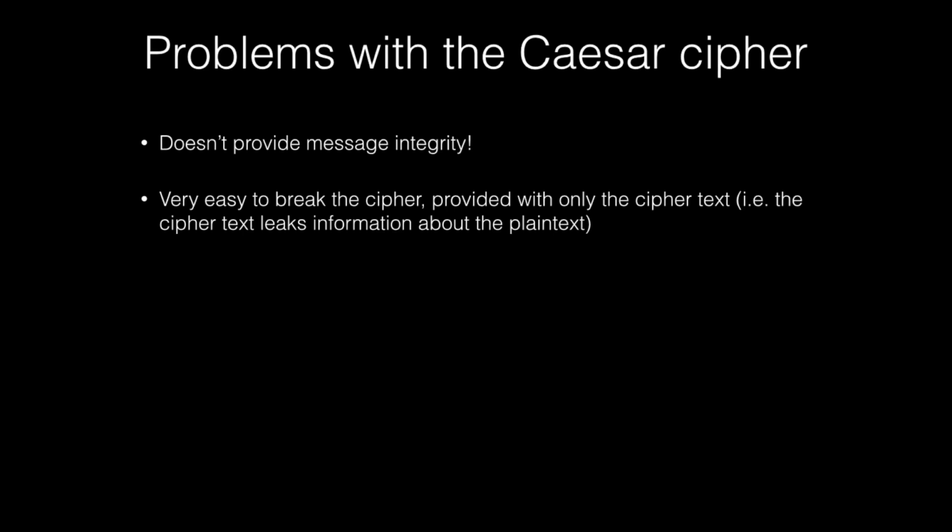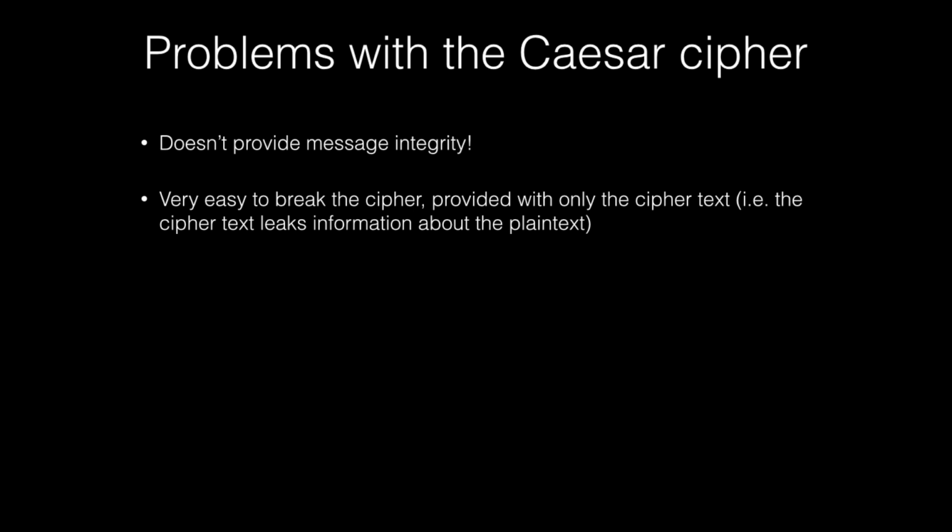Okay? Now there are some real big problems with the Caesar cipher. Like I said at the beginning, it's the most basic cipher that I know of, and I think it's the most basic cipher that exists. The reason it's called the Caesar cipher is because it was used by the Romans, so it's been around for a very, very long time. And so the problems with the Caesar cipher are that it doesn't provide message integrity, and I'll explain what that means if you don't know what it means in a second.